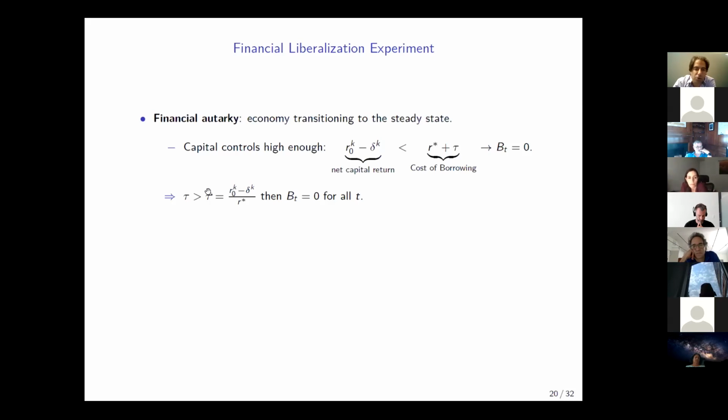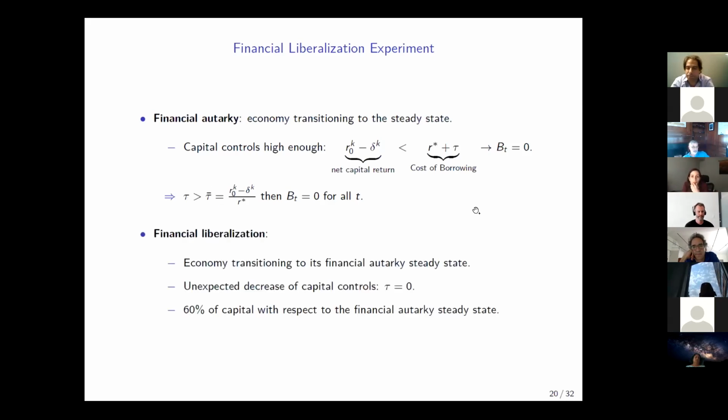But if the reform decreases tau below this tau lower bar, then you will borrow and actually experience some of the benefit of the financial liberalization. Okay? So whenever I think about autarky, you have to think about a level of capital control that is higher than this tau upper bar.